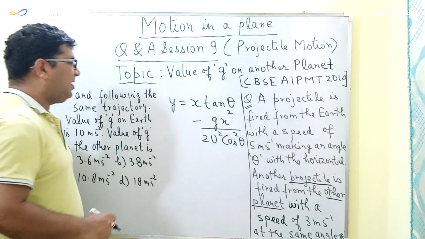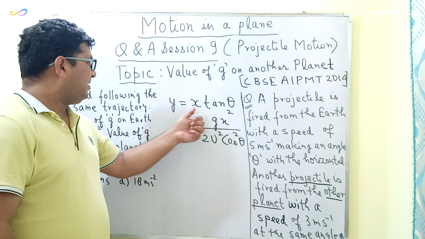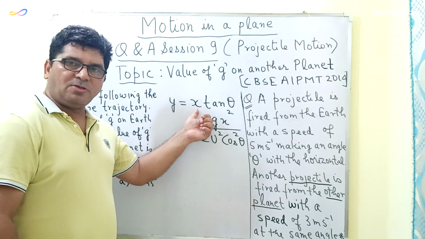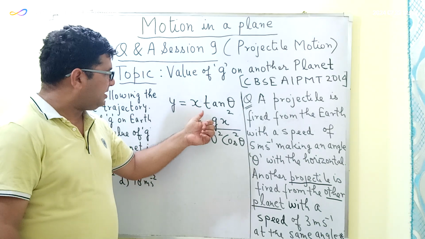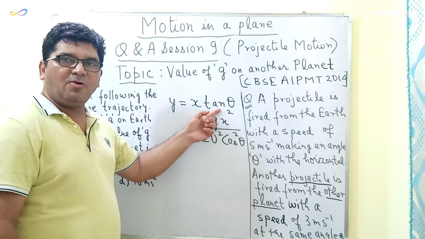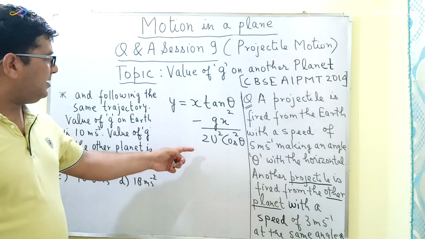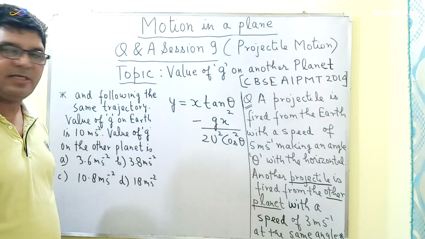Now here, y is what? Y is the vertical distance covered by the projectile at any moment of time. X is the horizontal distance covered by the projectile at any moment of time. Theta is the angle of projection of this projectile, and g is the acceleration due to gravity.